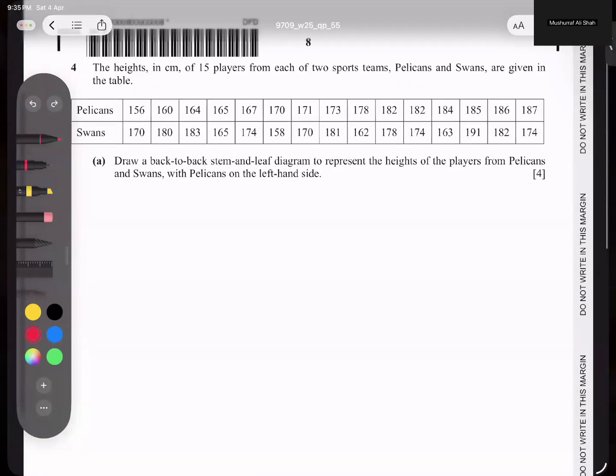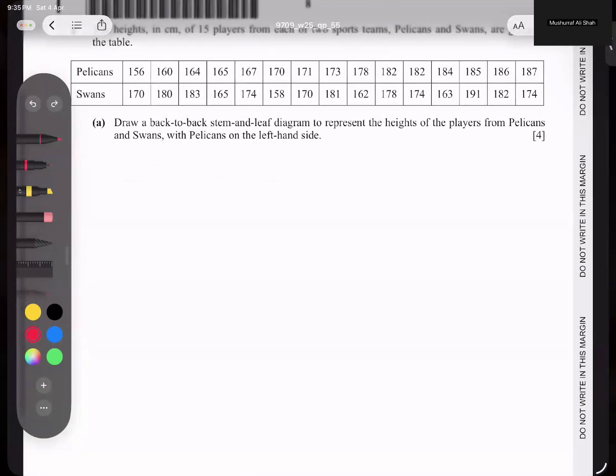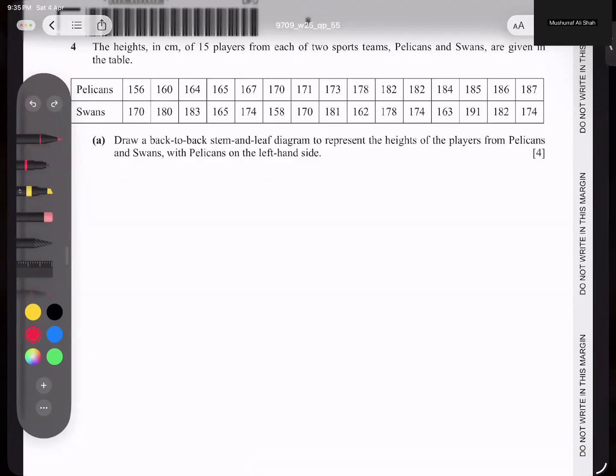First of all, what is the way to do the question? Job number 1, we find the smallest value among the whole group, both groups. And the smallest value, I think if I find it, is 156.